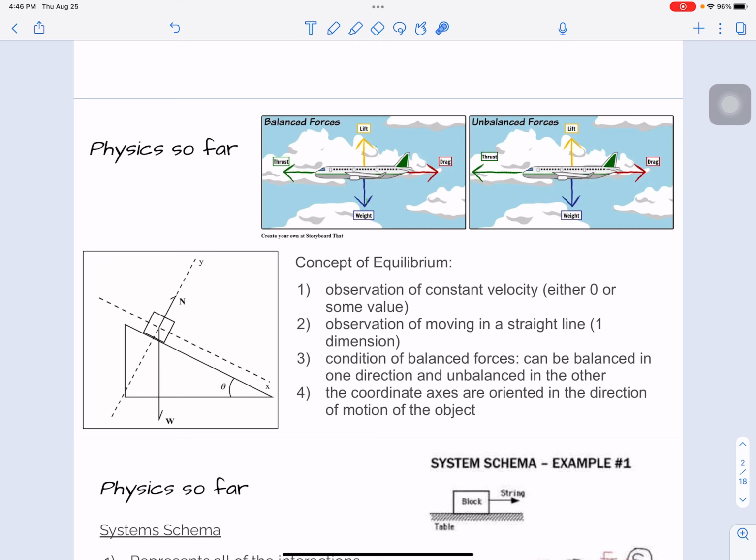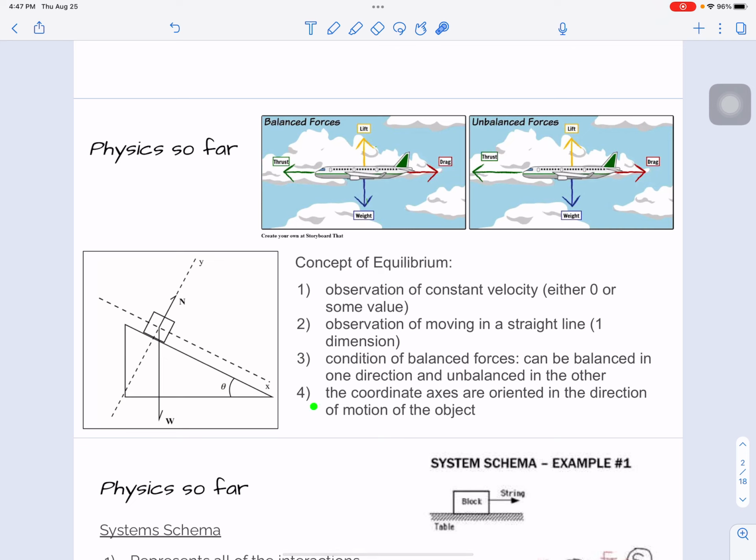So I can contrast that with unbalanced forces. In the vertical direction, I notice that these are the same length, and so the plane is not moving in the vertical direction, and so it's just moving level. But when I look in the horizontal direction, the drag arrow is shorter than the thrust arrow, and so they're unbalanced in the horizontal direction, and so I know that the velocity is changing in the horizontal direction. Okay, so that was number 3.